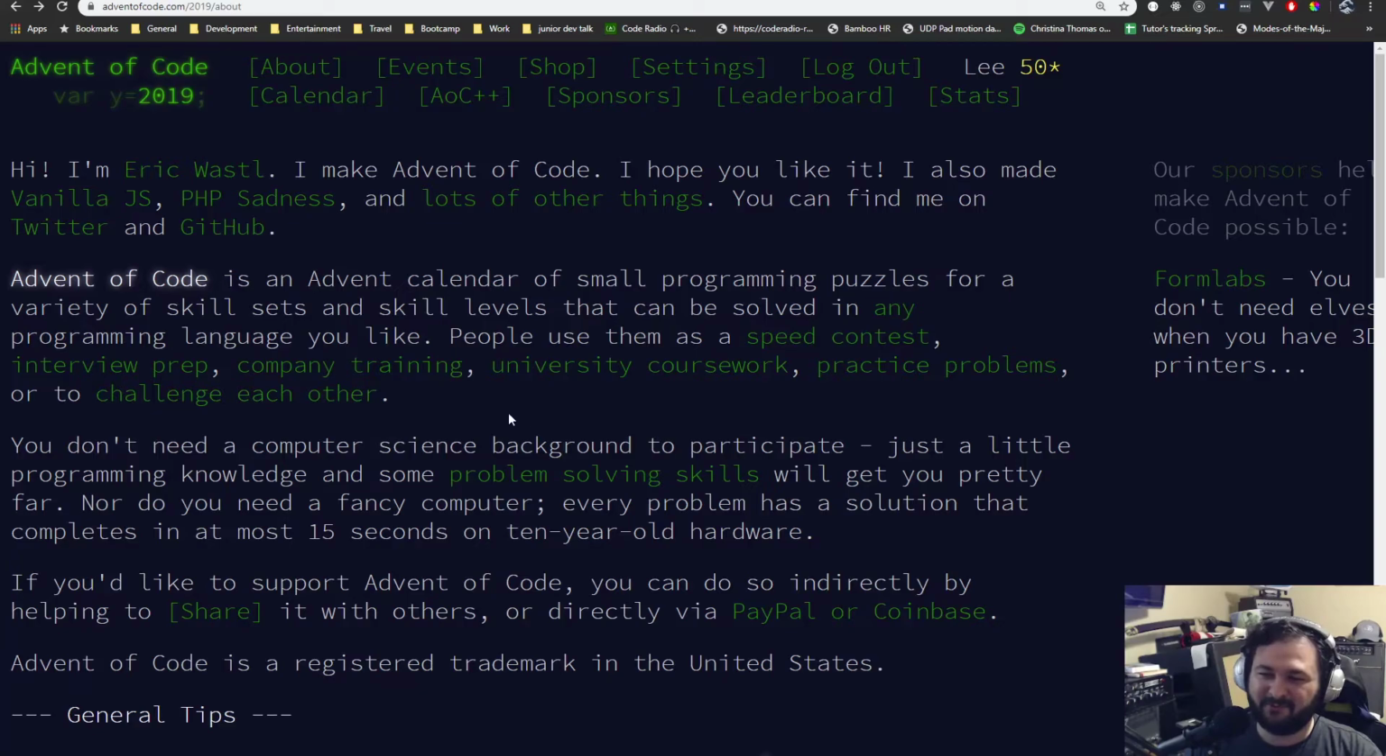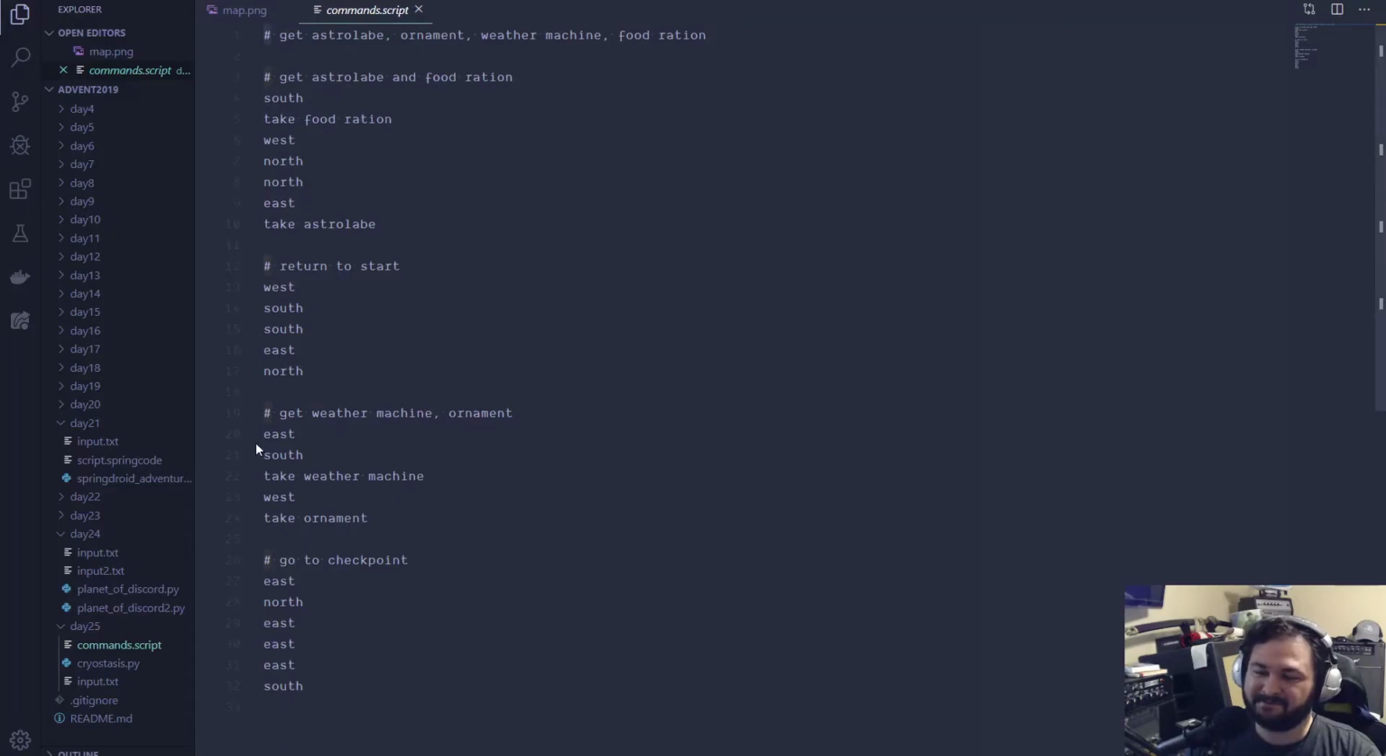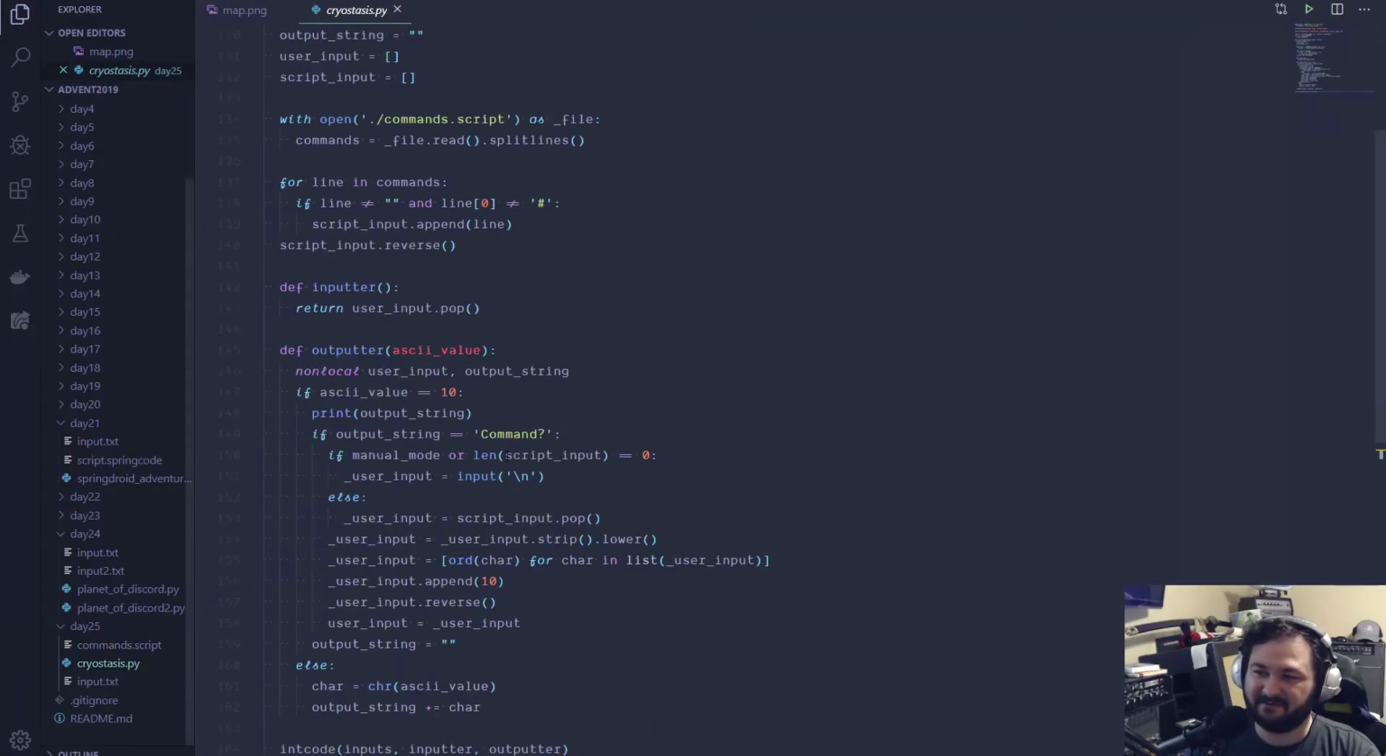So he talks about not needing a computer science background. I feel like that's true because I don't have one and I finished it. A little programming knowledge, I call shenanigans on that one. You definitely need a lot of programming knowledge. You definitely need to know how to work with the basic data structures. You need to know about conditionals. Object-oriented programming and functional programming saved my bacon a couple times in this, like working with Intcode, for instance.